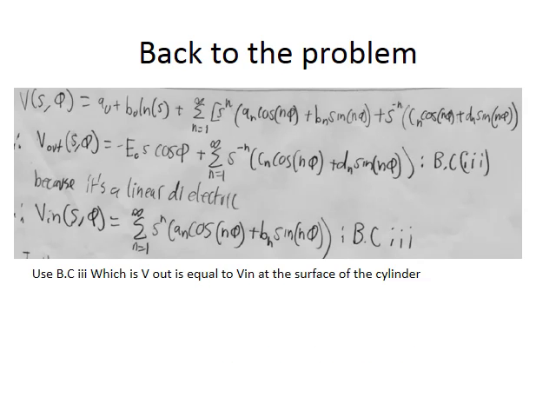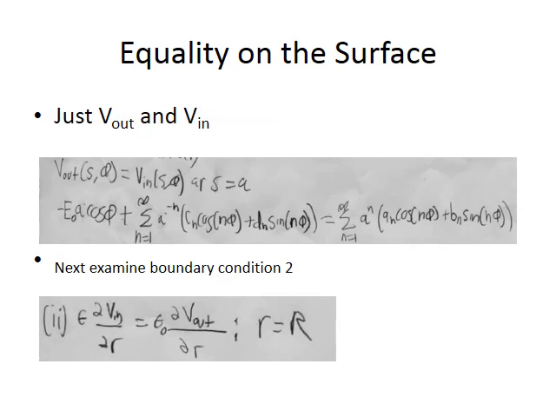Now back to the problem. The equation on the top is to solve Laplace's equation in cylindrical coordinates. The second equation is me using boundary condition 3. Because it's a linear dielectric, I can now apply boundary condition 3 to V in also, because boundary condition 3 says V in is equal to V out. And right here, I'm also aware that V out is equal to V in. I just made them equal to each other from the last equation, from the last slide.